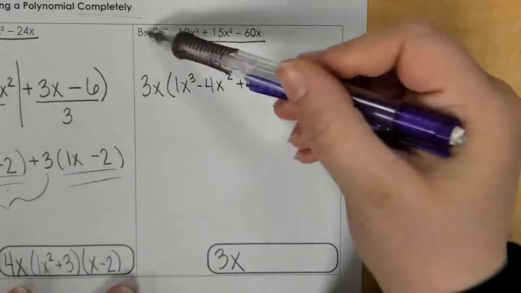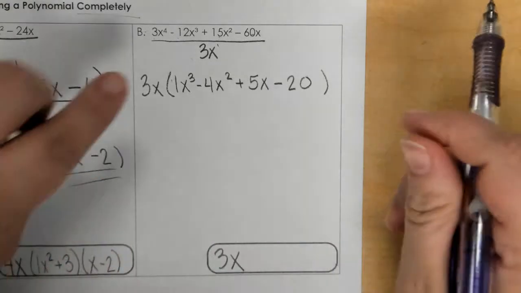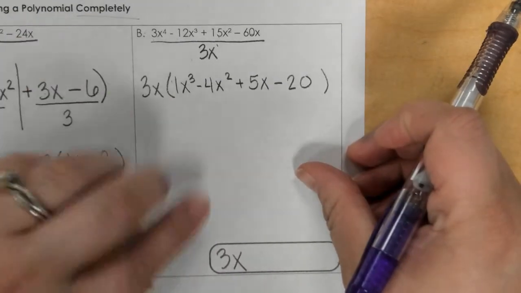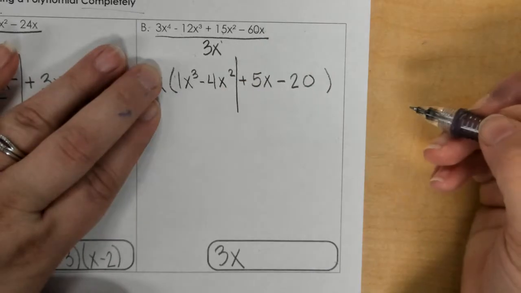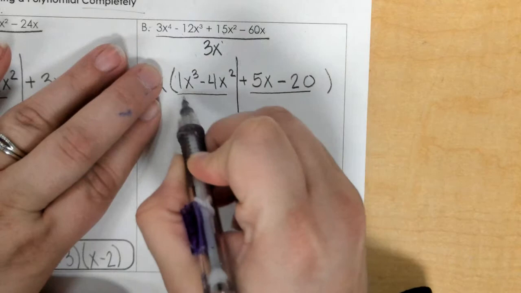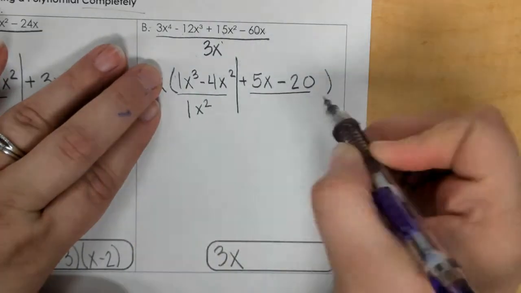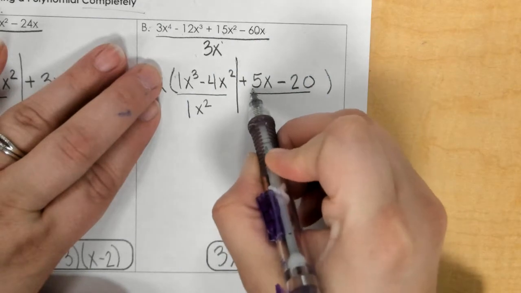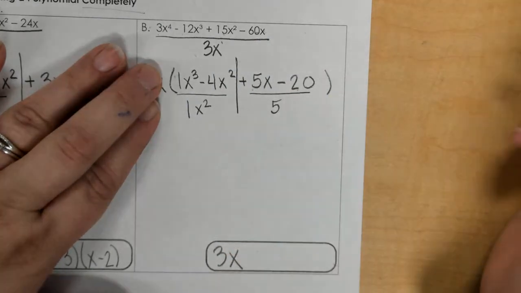Alright, so I divided, I subtracted exponents. That's what I get. 3x, we already brought it down, so we don't need to worry about the GCF. Cut in half and find the GCF of each side. So here, 1 goes into 1 and 4, and I can take x squared out. 5x and 20, I can take 5 out.